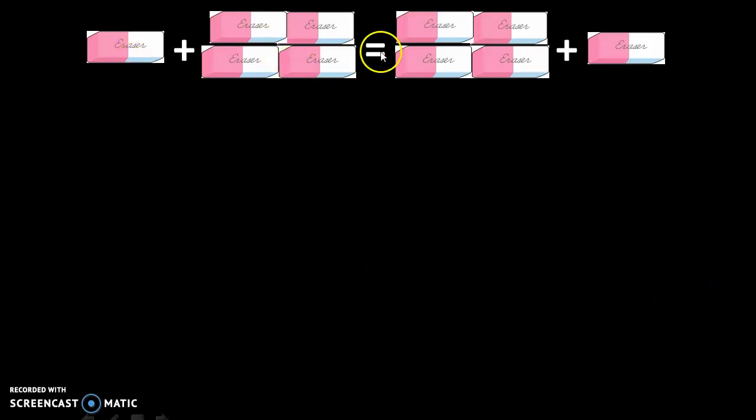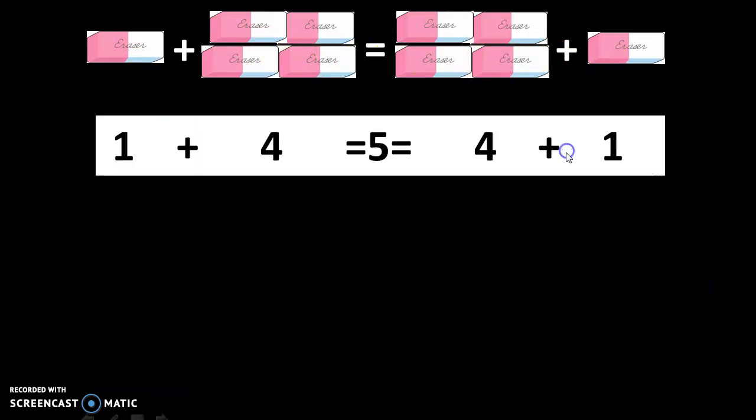Now this is order in addition. 1 plus 4 is same as 4 plus 1. Yes, 1 plus 4 is same as 4 plus 1. We get the same 5 as the answer for both. 1 plus 4 is also 5. 4 plus 1 is also 5. When the equal to comes, this sign is the equal to sign. Okay, equals or equal to sign. This sign shows it is same as.